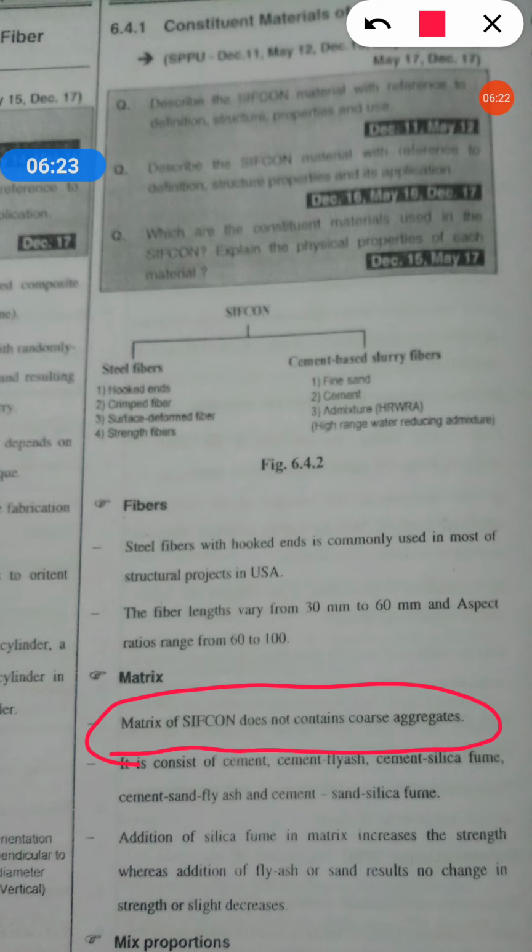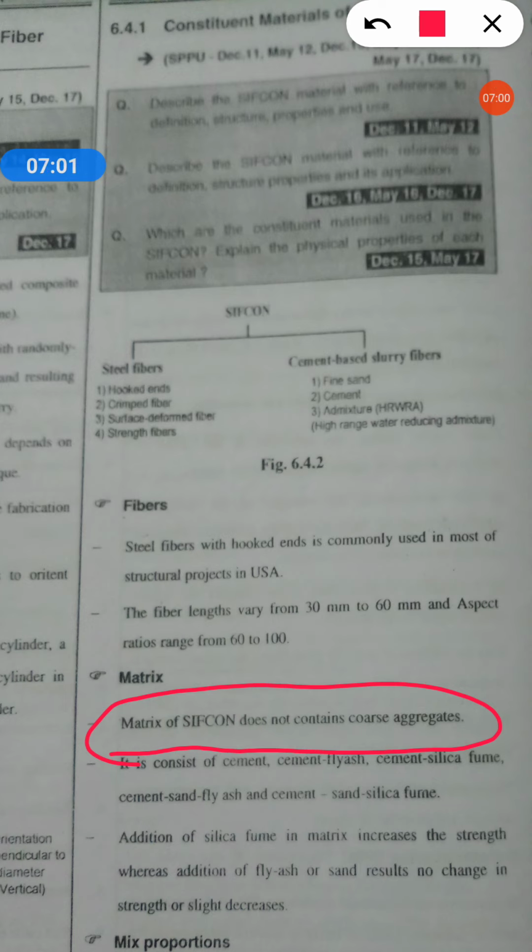It consists of cement fly ash, cement silica fume, means you can use cement fly ash or cement silica fume or cement sand fly ash or cement sand silica fume. These are the matrix combinations you can use in preparing SIFCON. Addition of silica fume in the matrix increases the strength, whereas addition of fly ash or sand results in no change in strength or a slight decrease. So you can use silica fume for better results.